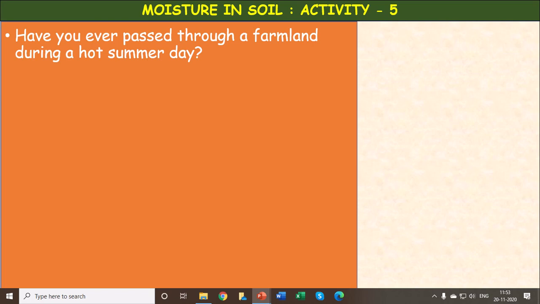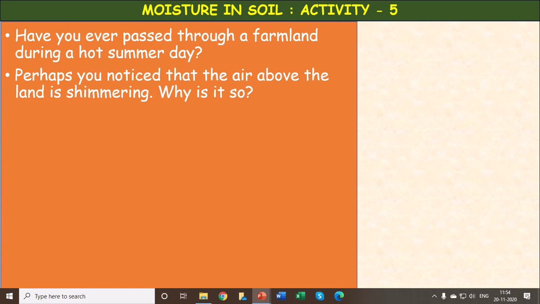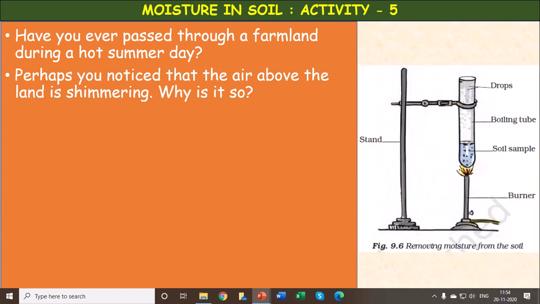Have you ever passed through a farmland, means agriculture land, during a hot summer day when you visit your grandparents' houses in the village? Perhaps you noticed that the air above the land is shimmering. Why is it so? In order to understand this concept, the moisture in the soil plays a very important role. Try out this activity and find the answer for this question.